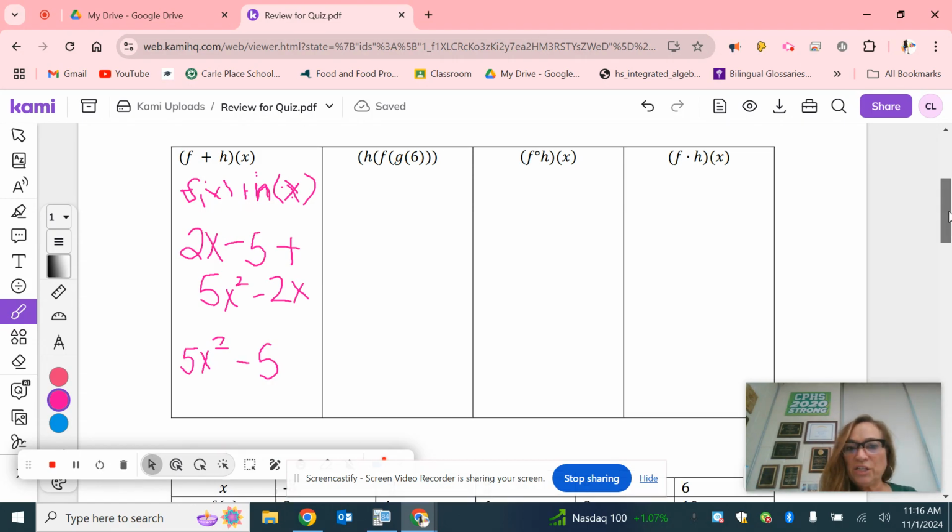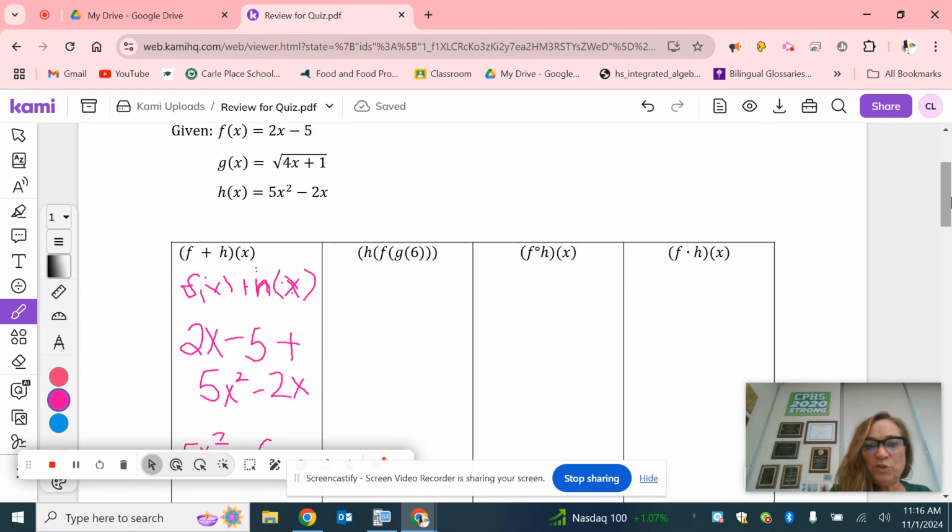Okay? All right, for the next one, what we do is we work from the inside out. So we're actually going to take g of 6, which means find the value when you substitute in a 6 into the function labeled as g of x. So I plug in the 6, and again, you can use your calculator if you don't want to do the mental math, but it's basically 4 times 6, which is 24, plus 1, which is 25, and then the square root of that. So that's going to equal 5.